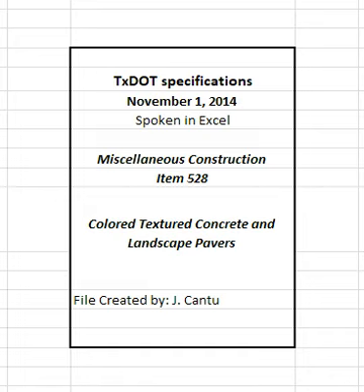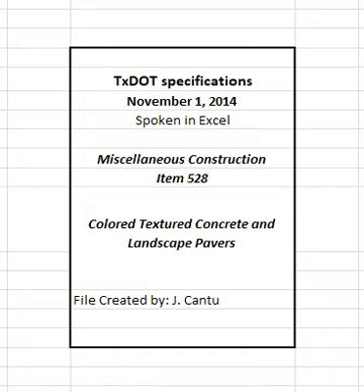5. Payment. Excavation and embankment will not be paid for directly but will be subsidiary to this item unless otherwise shown on the plans. 5.1 Colored textured concrete. The work performed and measured as provided under measurement will be paid for at the unit price bid for colored textured concrete of the thickness specified.